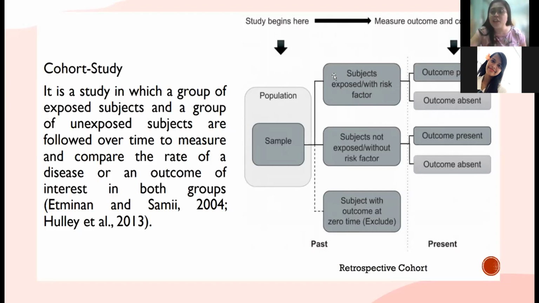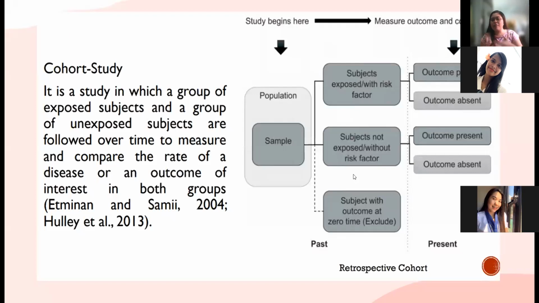This time for the cohort, you will be identifying the factors first and then titingnan mo kung magkakaroon ba sila ng outcome of interest. Pero si cohort, pwede siyang retrospective, pwede siyang prospective. So, pwedeng combination of the two. Pag sinabing retrospective cohort, you will look at the past, pero yung titingnan mo sa past, yung mga factors. So, itong subject na ito, na-expose siya sa ganitong factor, and then you have another group here na hindi na-expose sa specific factor. So, syempre, at zero time, yung may mga outcomes na hindi mo na siya isasali sa study mo. Kaya as you can see, ito, excluded na ito.